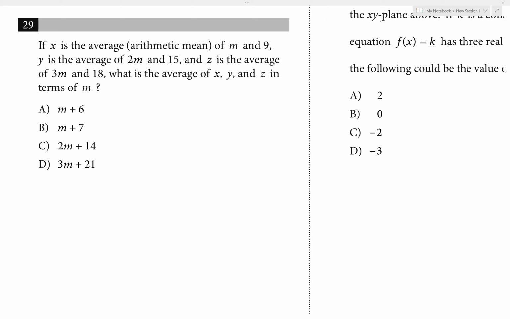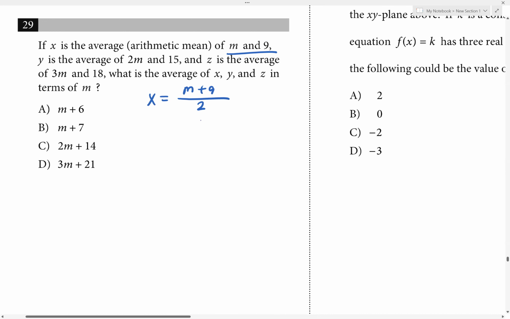So first we know x is the average of m and 9. If you write this out as an equation, to average m and 9, we had to add them together. So x is equal to m plus 9, and then we had to divide it by 2. Okay, and that should give us the x value. So that's what we have there.